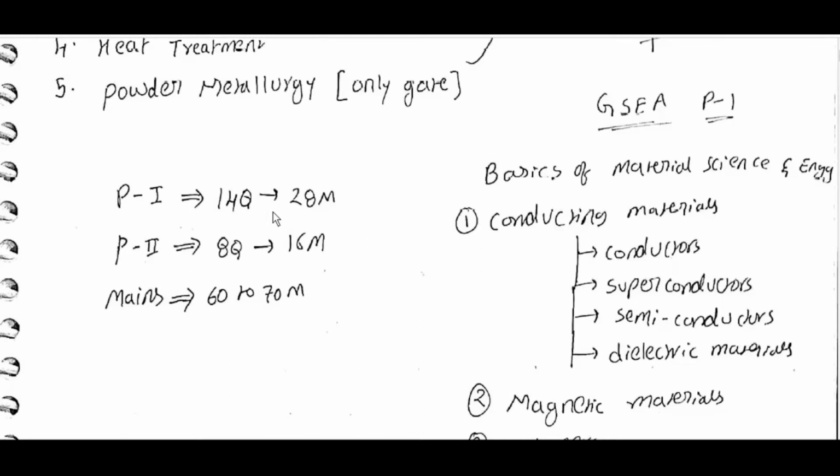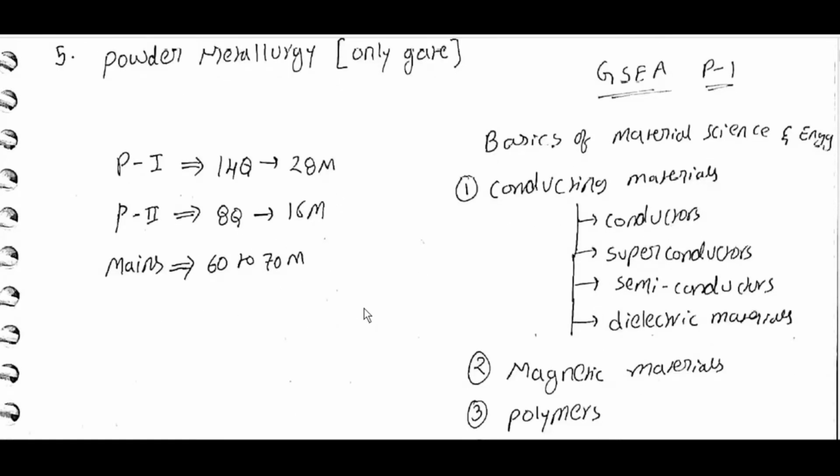Paper 1 has 14 questions, 28 marks. Paper 2 has 8 questions, 16 marks. These are for IES prelims. Mains carries 60 to 70 marks.